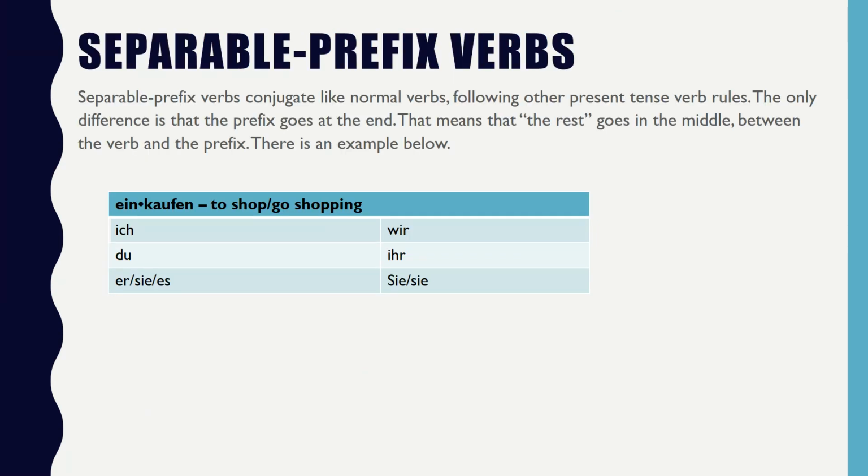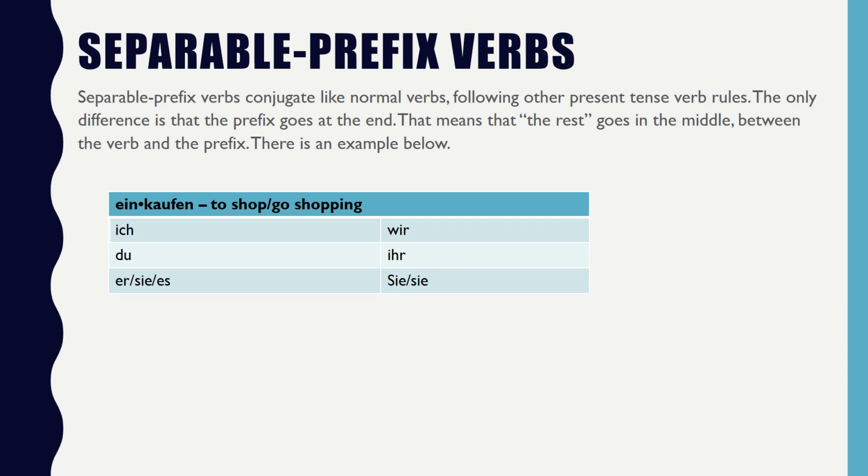Separable prefix verbs conjugate like normal verbs, following other present tense verb rules. The only difference is that the prefix goes at the end. That means that the rest goes in the middle, between the verb and the prefix. There is an example below. First, we will conjugate einkaufen together. Note the verb portion of einkaufen is kaufen. That means that the prefix is ein.